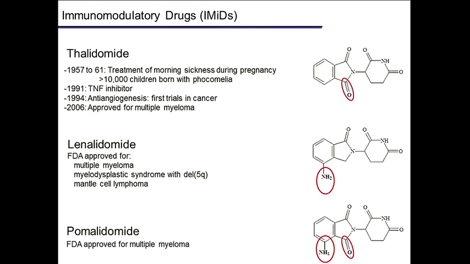And the reason we started to study it was that patients with myelodysplastic syndrome with deletions of chromosome 5q had an extraordinary sensitivity to the drug, with about 50% of patients having complete cytogenetic responses, as well as mantle cell lymphoma and other B-cell neoplasms that have had some degree of responses to lenalidomide, and pomalidomide, which is even more potent in some of these assays, has now been FDA approved for multiple myeloma.